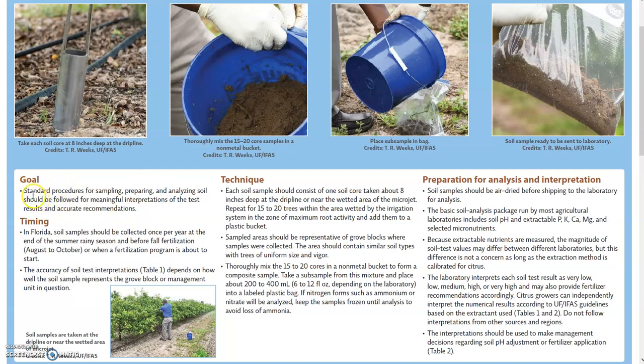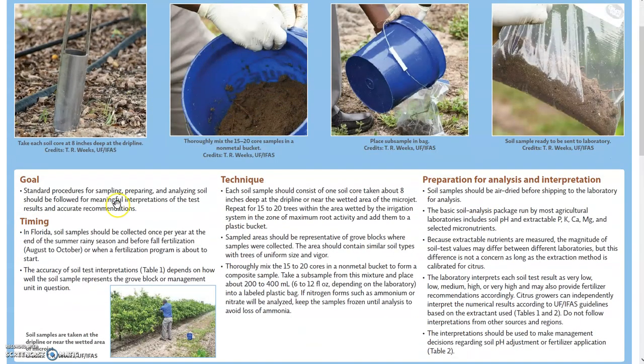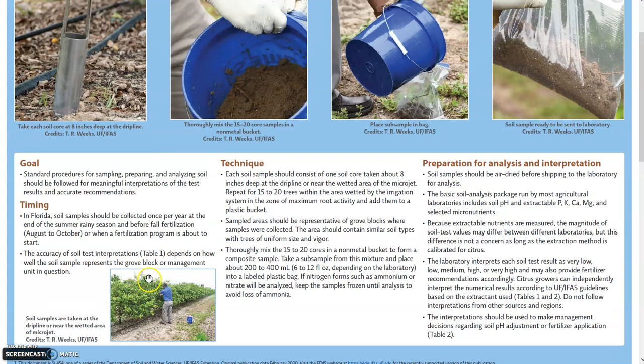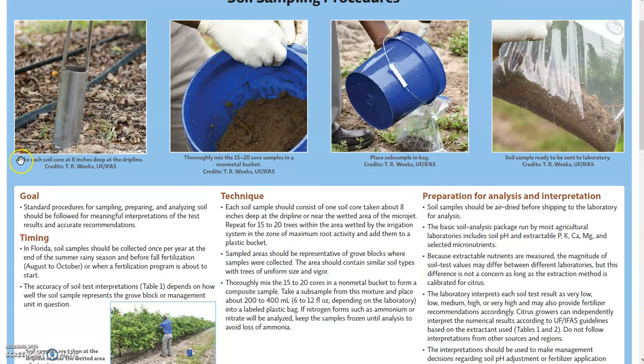These are the important things we need to do before installing the lawn or any kind of plants generally. This is an article taken from Florida. In Florida, they generally take soil samples once per year at the end of the summer rainy season, before fall fertilization. The accuracy of soil test interpretation depends on how well the soil sample represents the grow block or management unit in question. The technique is the important thing. First, we need to take each soil core 8 inches deep at the drip line.